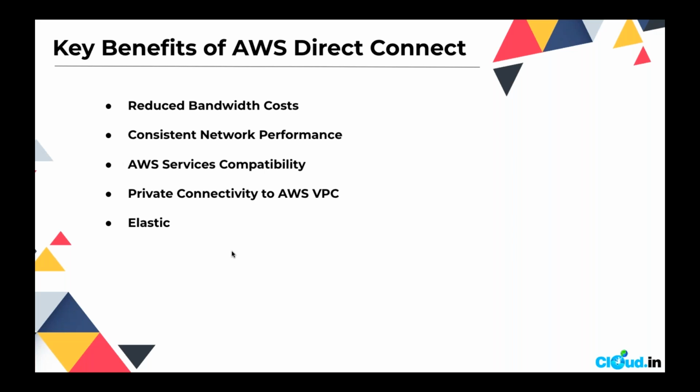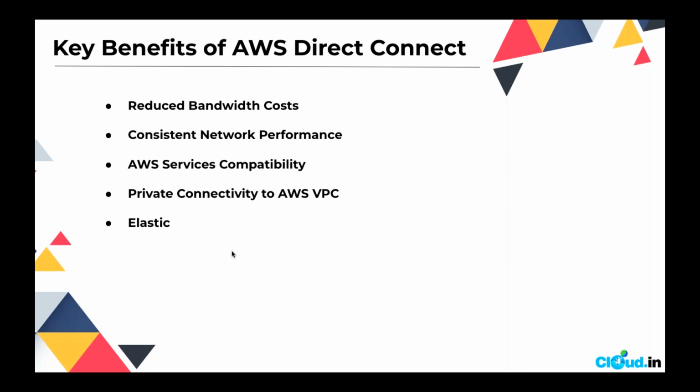Second is consistent network performance. Let's say there is multiple terabytes of data that you need to transfer in a day or two. You can use Direct Connect for that transfer, and you can achieve your network performance goals.